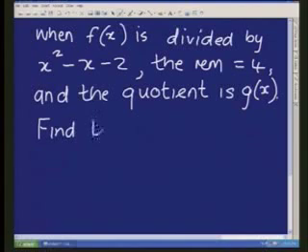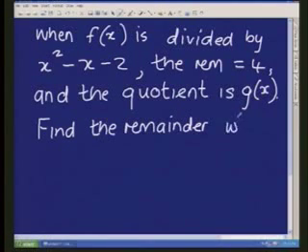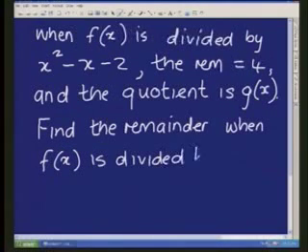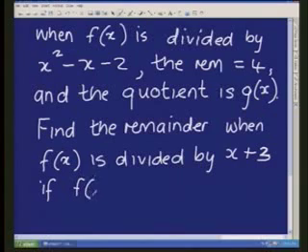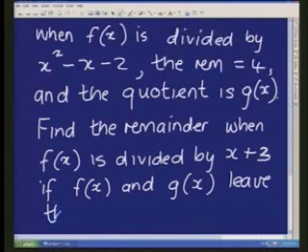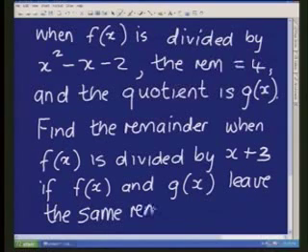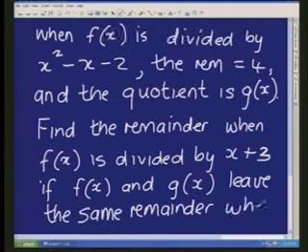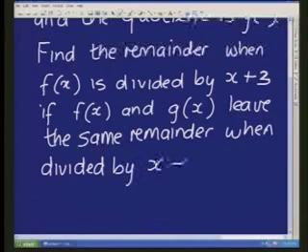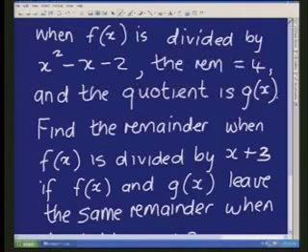Find the remainder when f of x is divided by x plus 3, if f of x and g of x leave the same remainder when divided by x plus 3. I'm going to give you some time back there at home to copy this down.